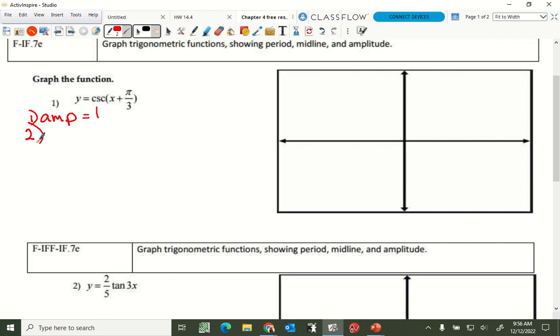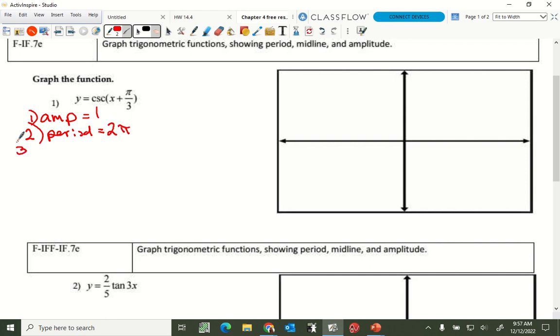Step 2. Period. And for cosecant, which is the reciprocal of sine, okay, sine has a period of what? 2 pi over b. So sine, cosine, secant, cosecant are all 2 pi over b. What is the b in this case? 1. So it's just 2 pi over 1, which is 2 pi.